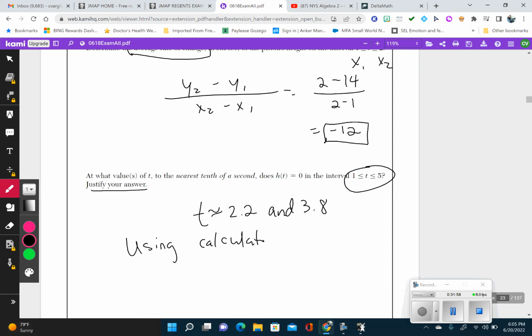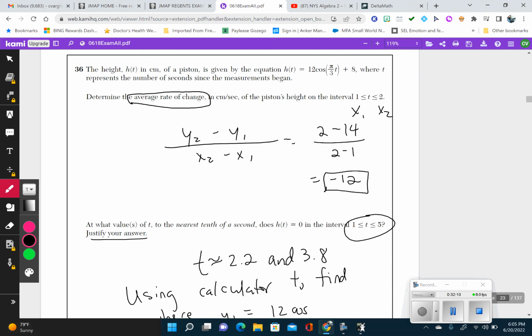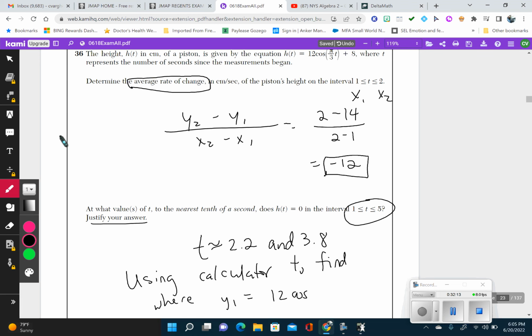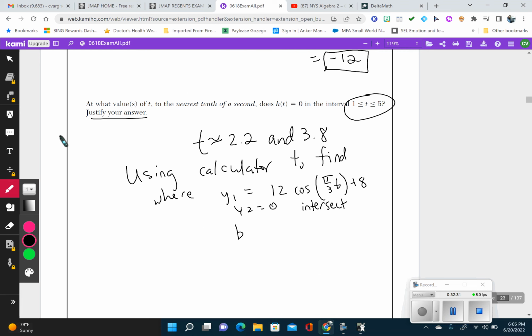calculator to find where y1 equals 12 cosine, right? I'm going to put this in right here. 12 cos, parentheses, pi over 3t plus 8, y2 equals 0, where they intersect between 1 and 5. Okay. So this is our answer, and we just justified it.